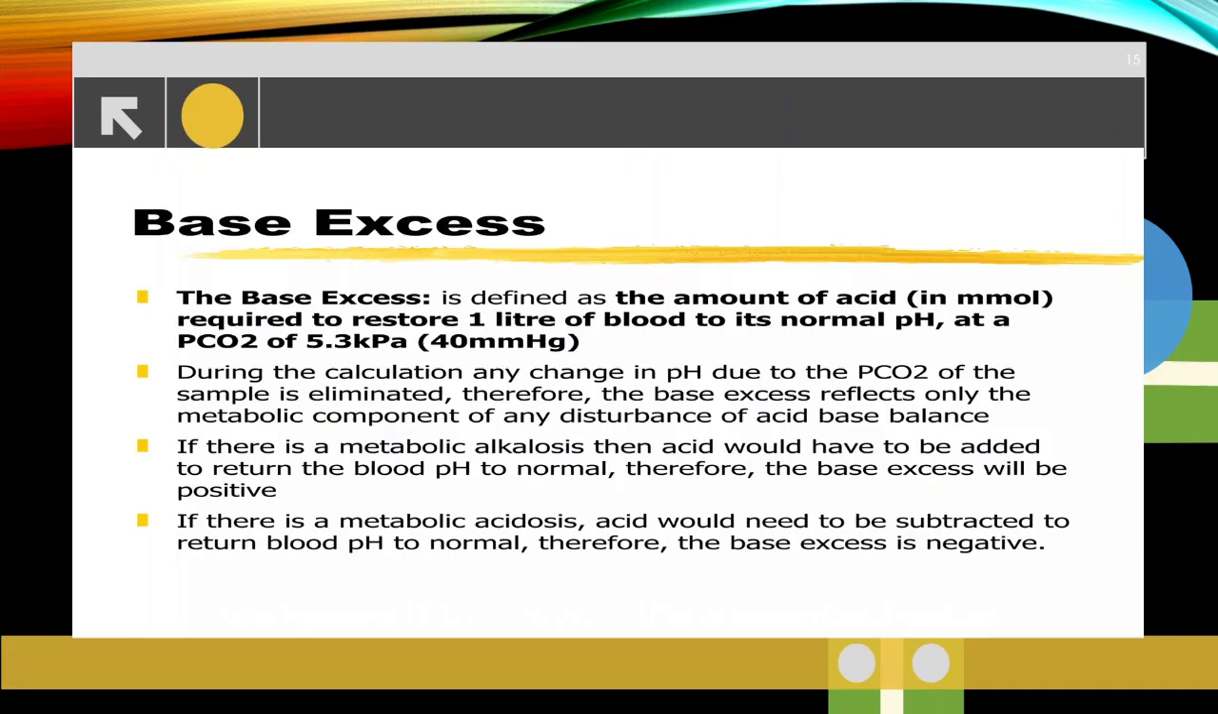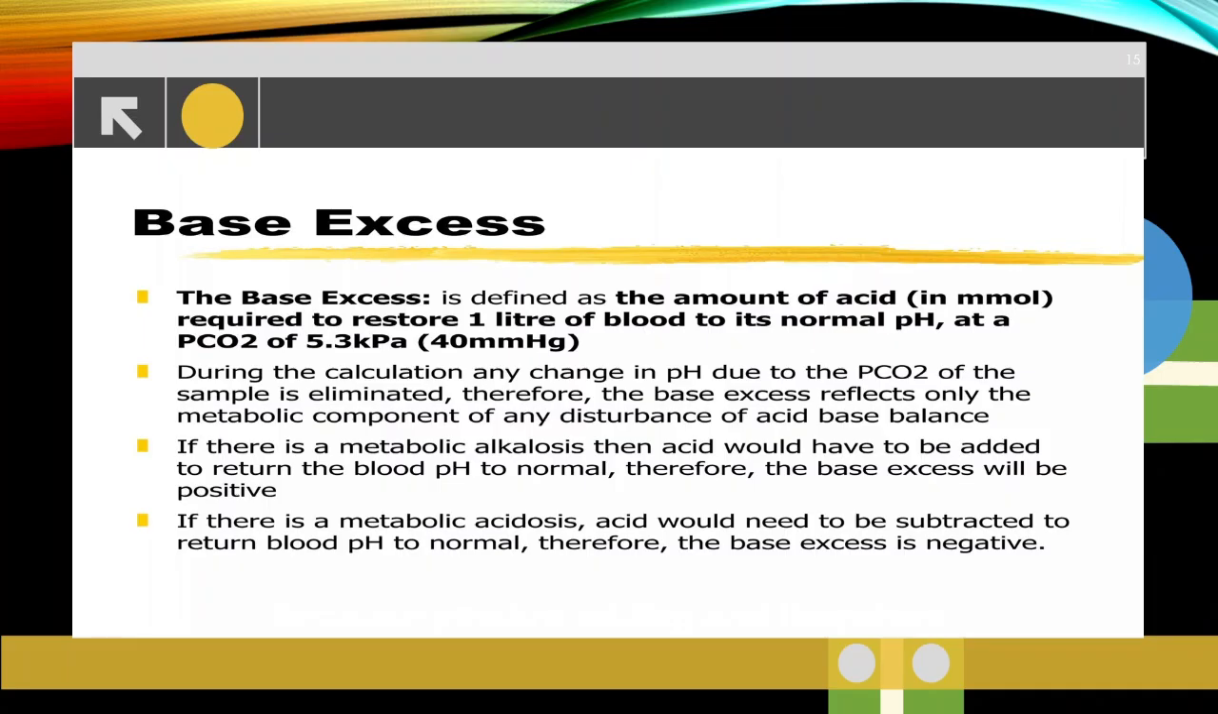So, for instance, bicarbonate, we know it's an alkaline or a base. If it is reduced, you're going to have metabolic acidosis, because you're going to have more acids than bases. If it is increased, you're going to have metabolic alkalosis, because you have a lot of bases in your blood. So if the patient has metabolic alkalosis, what do you need to do? You need to add acid to the blood for the pH to return to normal, and therefore the value is going to be positive in that instance because you are adding.